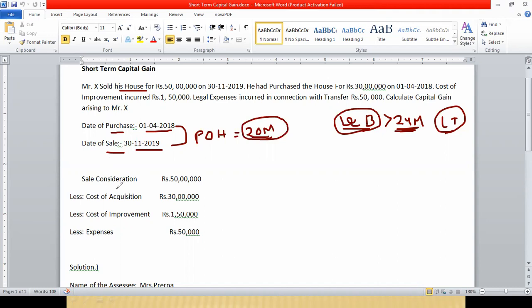If it is short term, the calculation is very simple. Just take the sale consideration, and reduce cost of acquisition, cost of improvement and expenses. You will get the capital gain. So here the capital gain is 18 lakh rupees, which we understood in the previous class. Everybody understood how to calculate a short-term capital gain.